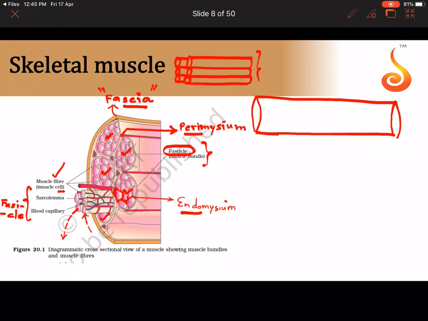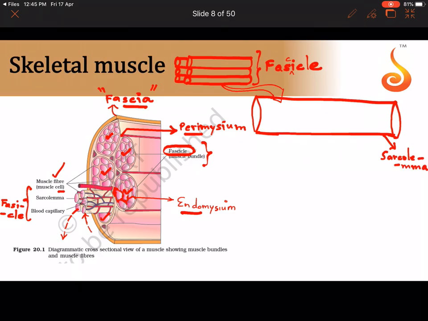And what did we call one such bundle? We called one such bundle a fascicle, isn't it? Now in that bundle I have taken one single cell, one single skeletal muscle cell, and we are going to study what is there in the skeletal muscle cell. The first thing you should notice is this outermost membrane, which is referred to as the sarcolemma.